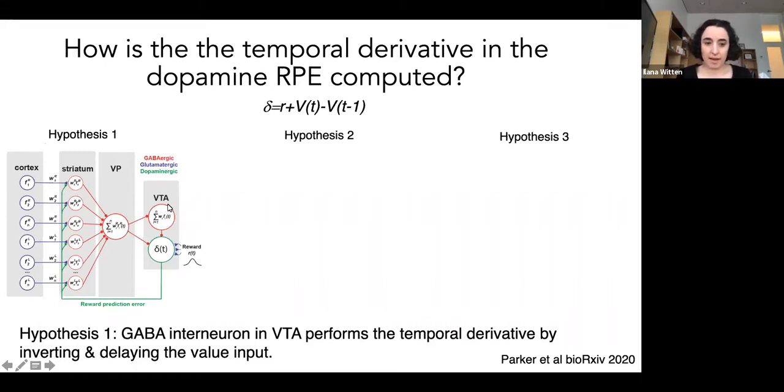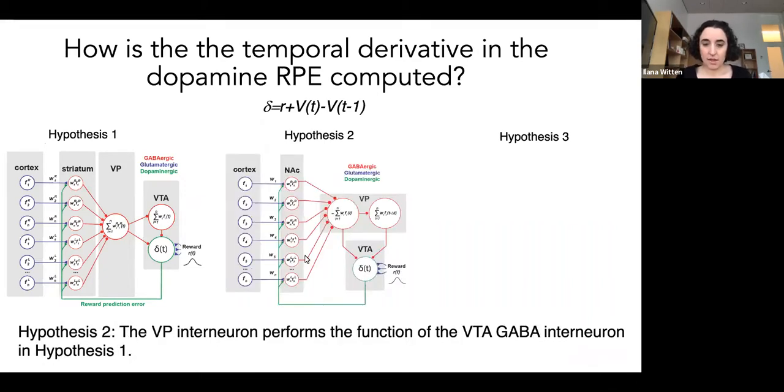So you could get that by having a direct input and also an indirect input to the dopamine neurons through GABA interneurons that invert and delay the signal, which is what a derivative is, that get also summed with a reward input to get a prediction error. So that's one hypothesis.